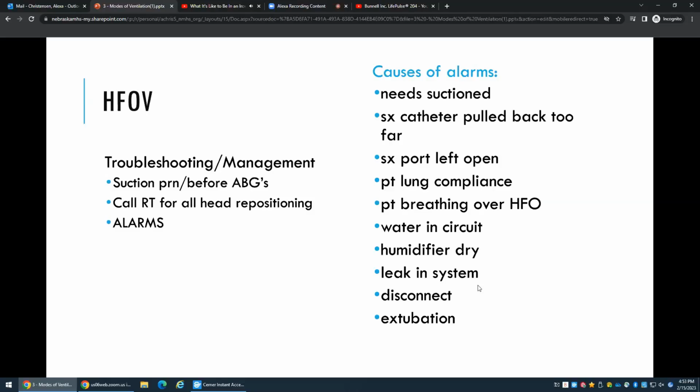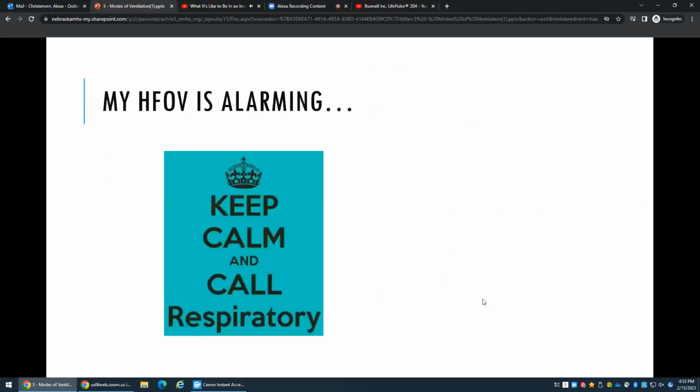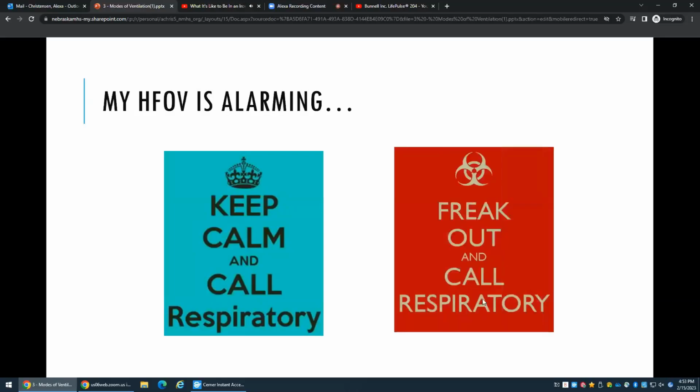Water in the circuit happens if the humidifier runs dry, or we've accidentally let our bag of water run out. Any kind of leak in the system, if the oscillator becomes disconnected anywhere or the baby is extubated, all these things will cause your oscillator to alarm. And what are you going to do? You're going to keep calm and call us, or you can freak out and call us.